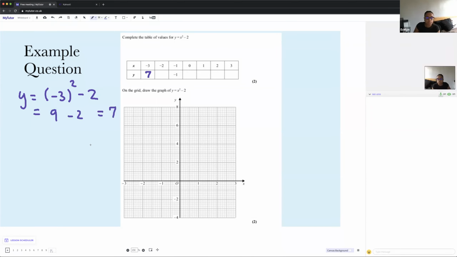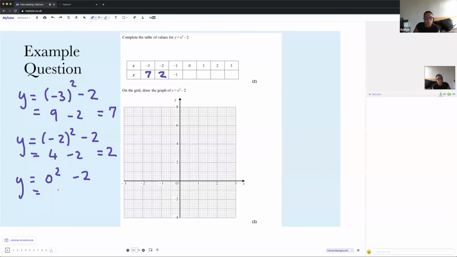Right, the next one we're going to do for when x is minus 2. So remember, put it into brackets. So minus 2 squared is minus 2 times minus 2, which gives us 4. Minus 2 gives us 2. So that one's 2. When x is 0, we've got 0 squared and then minus 2. 0 squared is just 0, minus 2 is minus 2. Then we've got 1, y equals 1 squared minus 2. 1 squared is 1, minus 2 gives us minus 1.